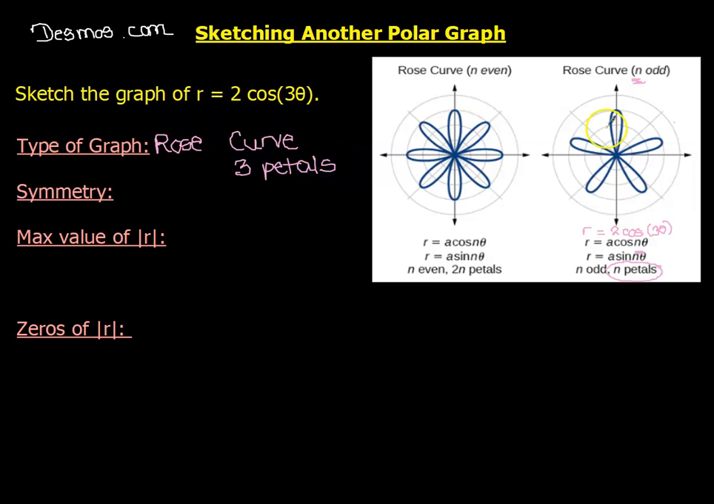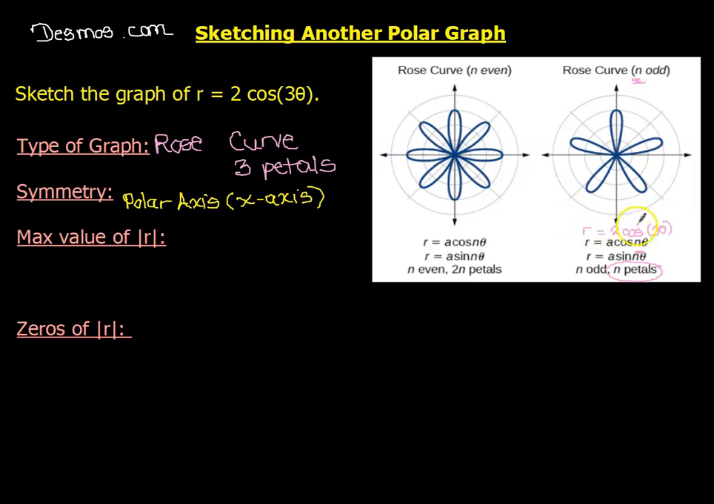Since we're dealing with cosine, it will be symmetric with respect to the polar axis, which is also known as the x-axis. But in the polar graphs, we call them the polar axis. So just kind of making a note here that it will be the x-axis. So we should have 3 petals when we're done.